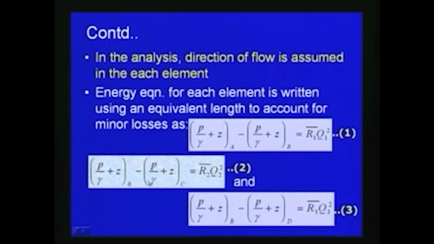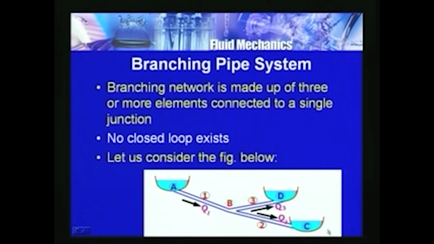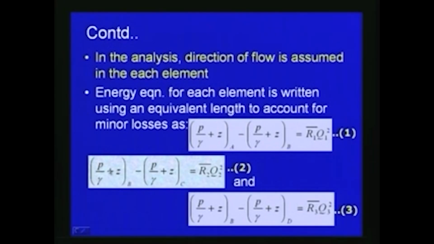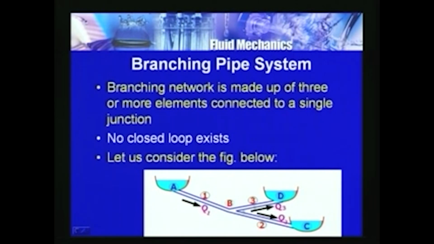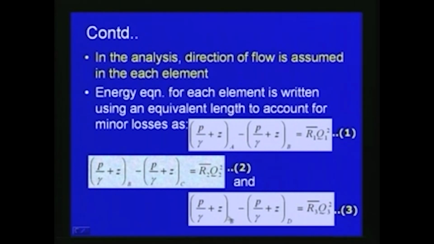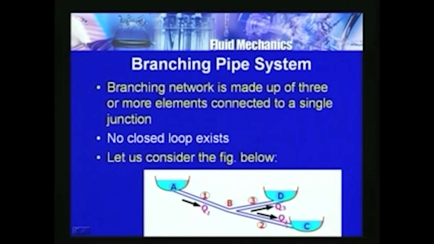So, now if you write the energy equation between B and C, here we can write P by gamma plus Z at B minus P by gamma plus Z at C is equal to R2 bar Q2 square, and similarly we can write between B and D, P by gamma plus Z at B minus P by gamma plus Z at D, that is equal to R3 bar Q3 square. Where Q1 is the discharge through pipe 1, Q2 is the discharge through pipe 2 and Q3 is the discharge through pipe 3.